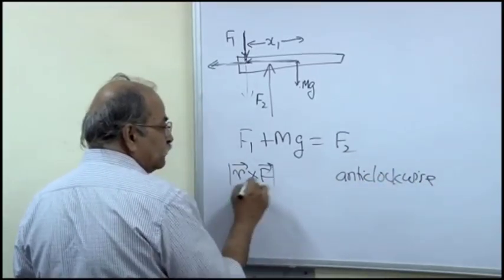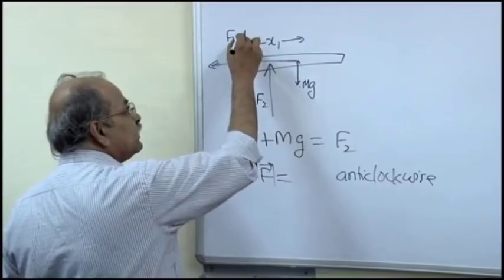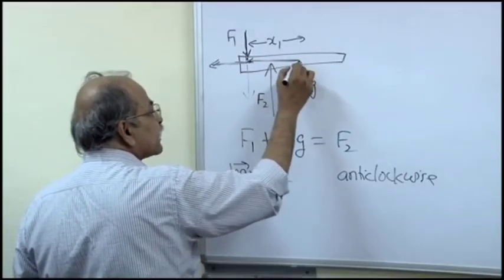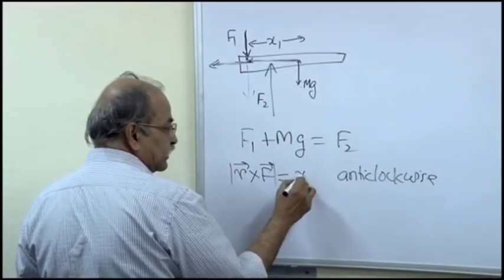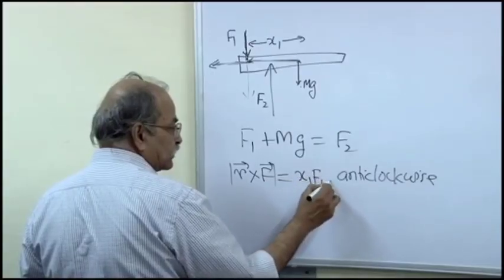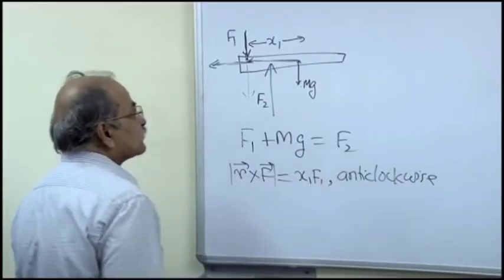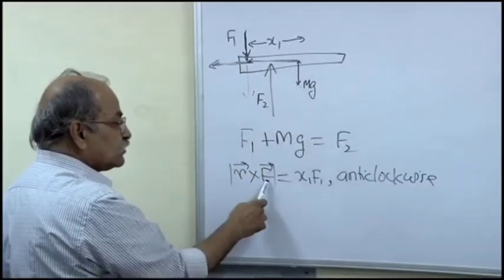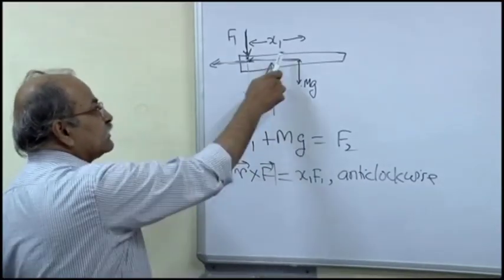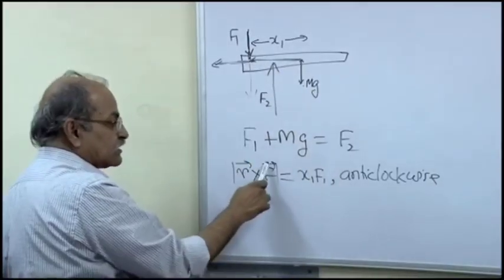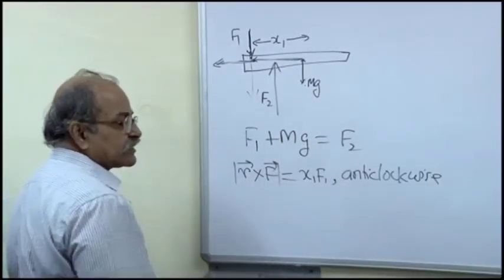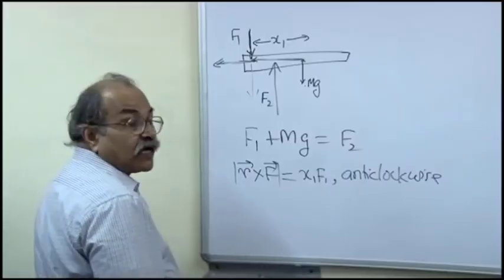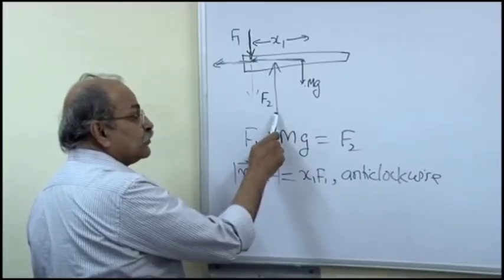And what is the magnitude? Magnitude will be f1 into this x1. So x1 into f1. So this is the magnitude, and that is the direction. Right? R cross f, r and f are perpendicular. So rf sine theta, and r magnitude is x1, and this f magnitude is f1. So it is this. Now come to f2.